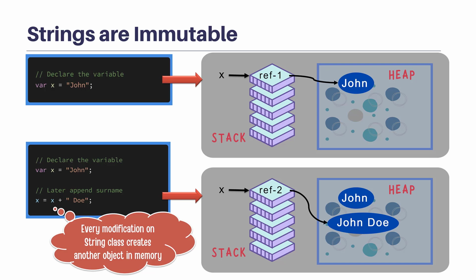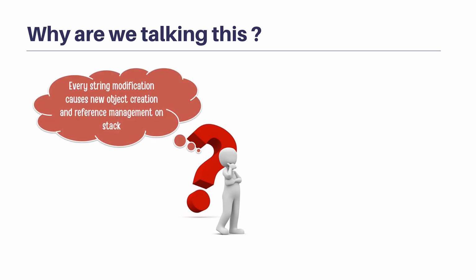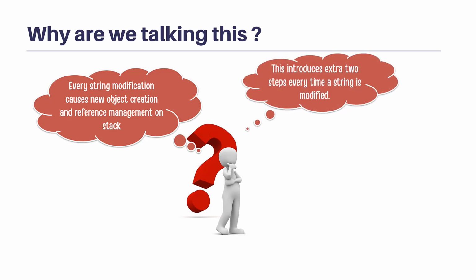Instead, it creates a new object, and that's why string types are immutable. Now why are we talking about this behavior? Because let's say your program wants to perform many operations on a given string. In that case, every operation would result in creation of a new object on the heap. So every step would require additional time to create a new object on the heap and then change the reference on the stack to point to the new object.